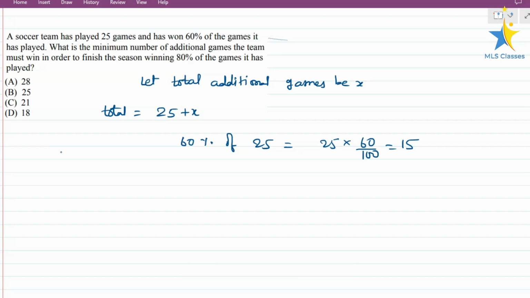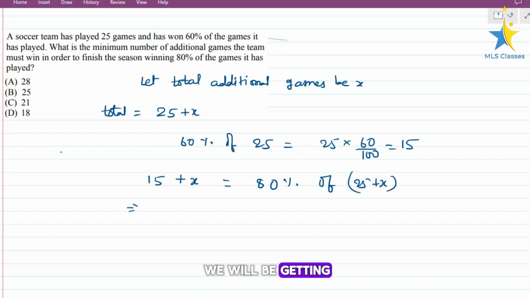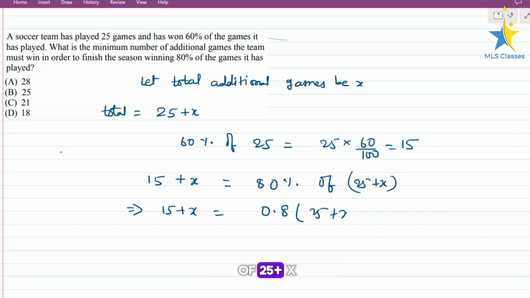Since it is saying minimum number of additional games, that means they have to win all of the games they will be playing additionally. So from here we can say 15 they have won, and out of x they are going to win all x games, and that should be 80% of total games. That means 80% of 25 plus x. So from here, 15 plus x is equal to 0.8 times 25 plus x.